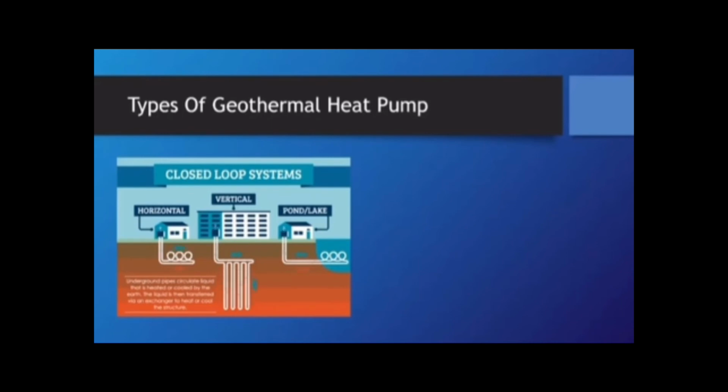Most closed-loop geothermal heat pumps circulate an anti-freeze solution through a closed loop, usually made up of high-density plastic tubing that is buried in the ground or submerged in water. A heat exchanger transfers heat between the refrigerant in the heat pump and the anti-freeze solution in the closed loop.